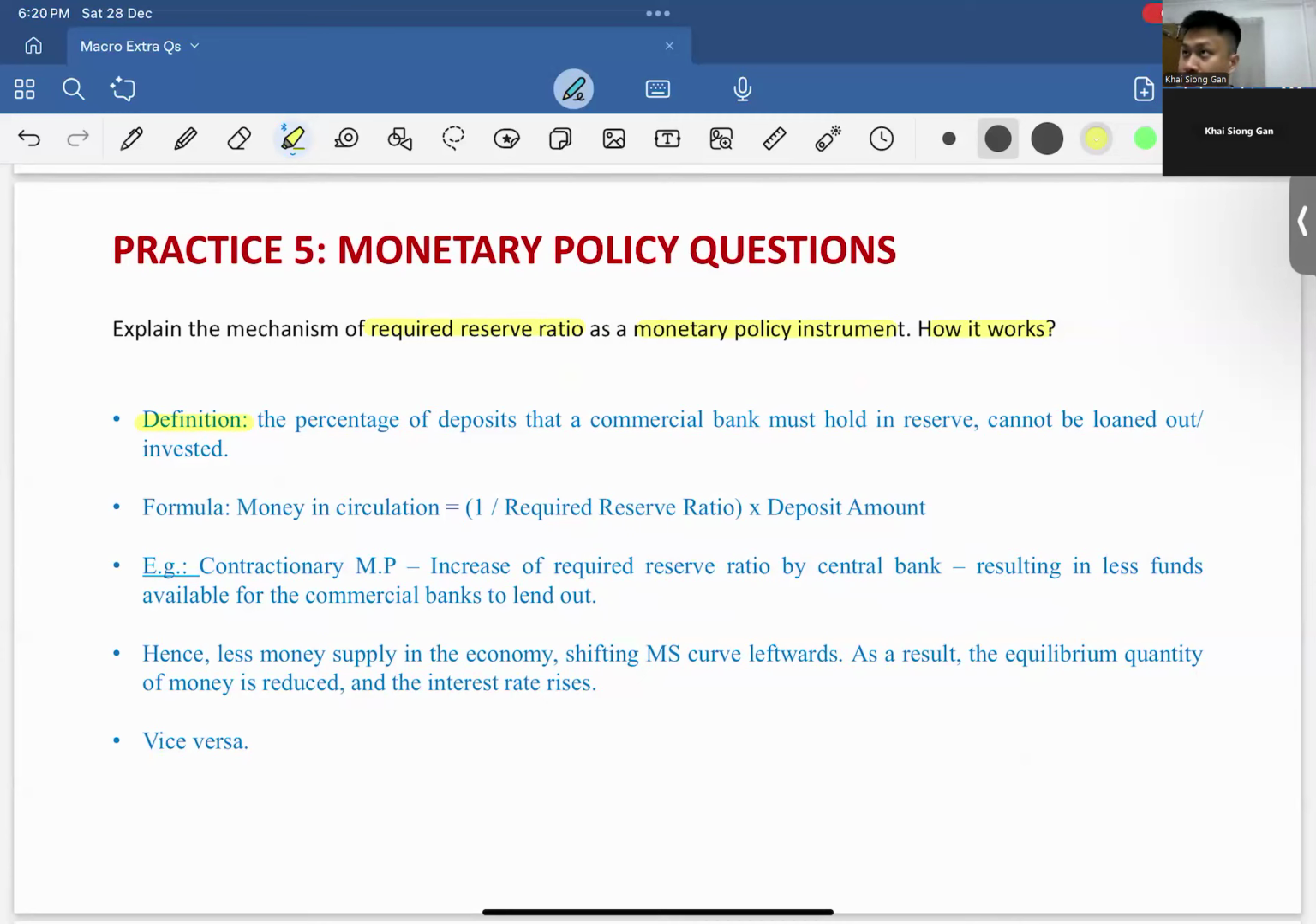Remember the story of Mr. A, B, and C saving their money in banks. If the reserve ratio is 10%, that means 10% of the money must be kept in the bank as a reserve. The rest can only be loaned out. So Mr. A puts $100 in Bank A, so Bank A must keep $10. Then the rest, $90, can be loaned out to Mr. B. Remember the story of that?